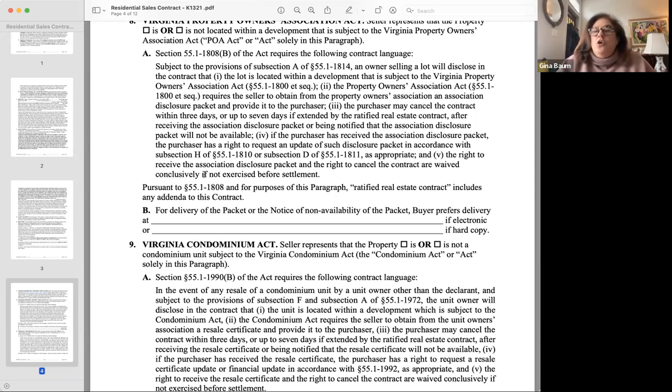And if no packet is received, the right to cancel obviously is conclusively waived if not exercised before settlement.